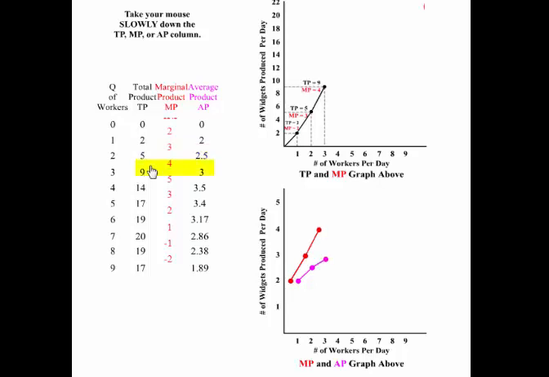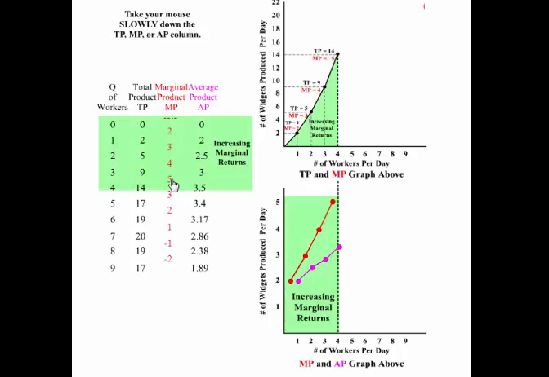If you hire the third worker, it produces an additional product of 4 for a total of 9. 9 divided by 3 gives you the average product. So we're going to go ahead and plot all the way through increasing marginal returns up to the 4th worker. But notice what happens at the 5th worker.